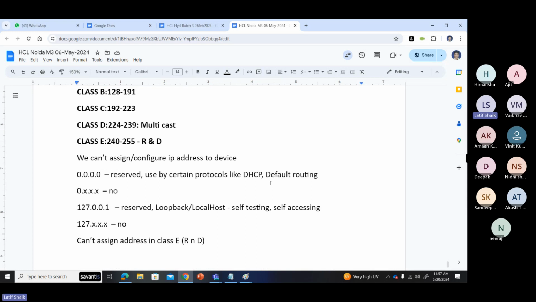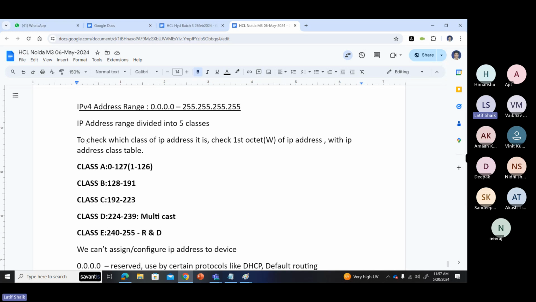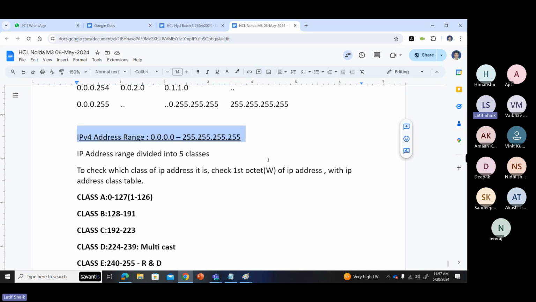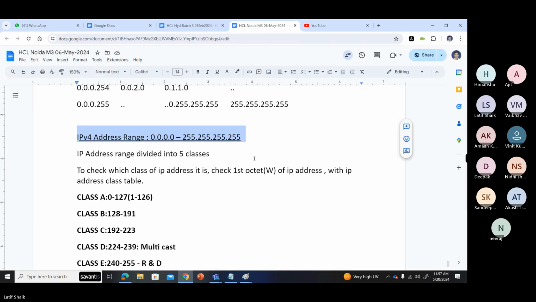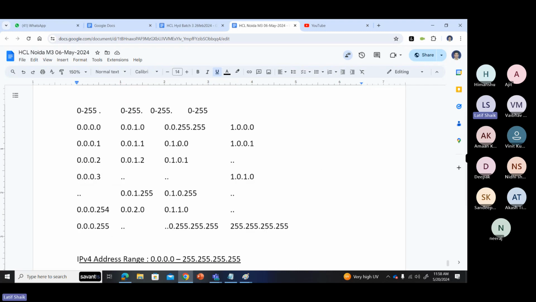We'll continue with IPv4 because our classes are mainly IPv4. What is the IPv4 total range? It is 0.0.0.0 to 255.255.255.255, and the addresses are 0.0.0.0, 0.0.0.1, like that.